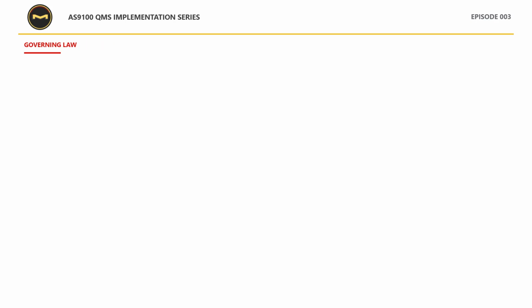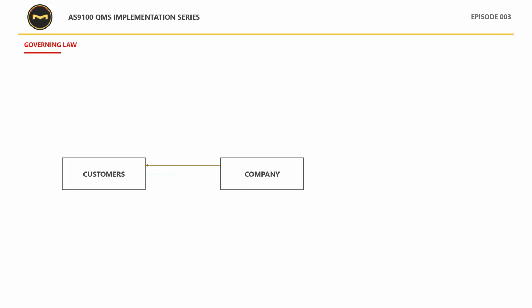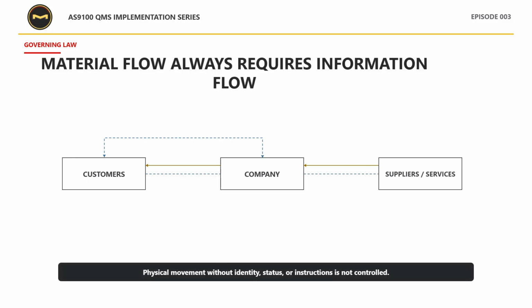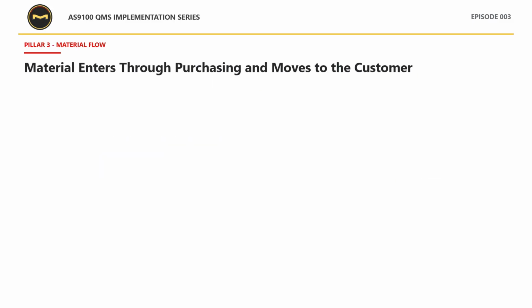Here is the governing rule for the entire map. Every material flow must always have an associated informational flow. Material cannot be received, identified, stored, processed, inspected, released, or shipped without information controlling its identity, quantity, status, instructions, acceptance criteria, and records.